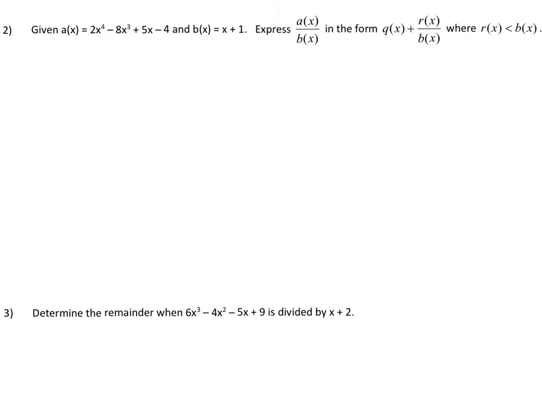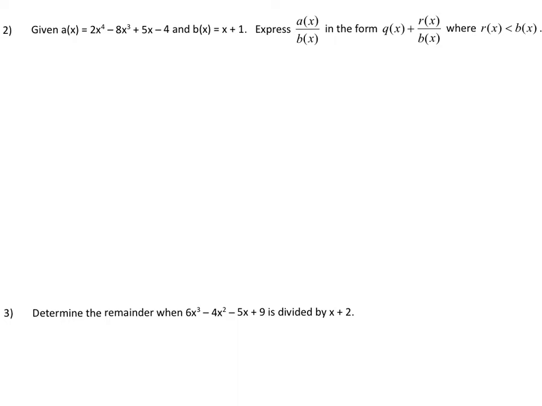Okay, number 2 is pretty much the same thing as number 1. All they're asking you to do, they give you an expression and they give you another expression and it says express a of x divided by b of x. So they're just saying take this and divide it by that. And when they say to express it in this form, all they're telling you is that you're going to be left with a quotient plus some remainder over what you were dividing by.